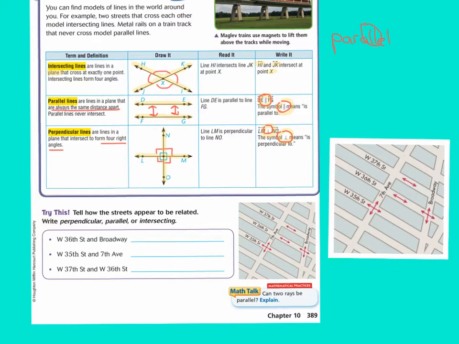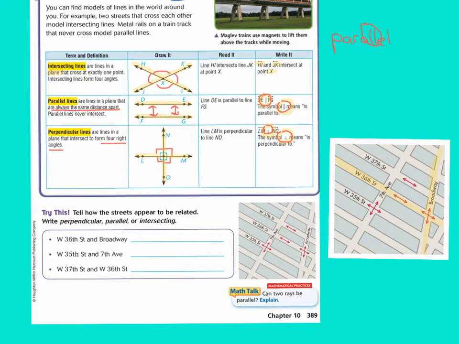Let's look at West 36th Street and Broadway. So I see West 36 right here, and I see Broadway right here. And they do definitely touch each other, so that rules out being parallel. So now they're either going to be perpendicular or they're going to be intersecting. And I'm looking at the angles that are created.